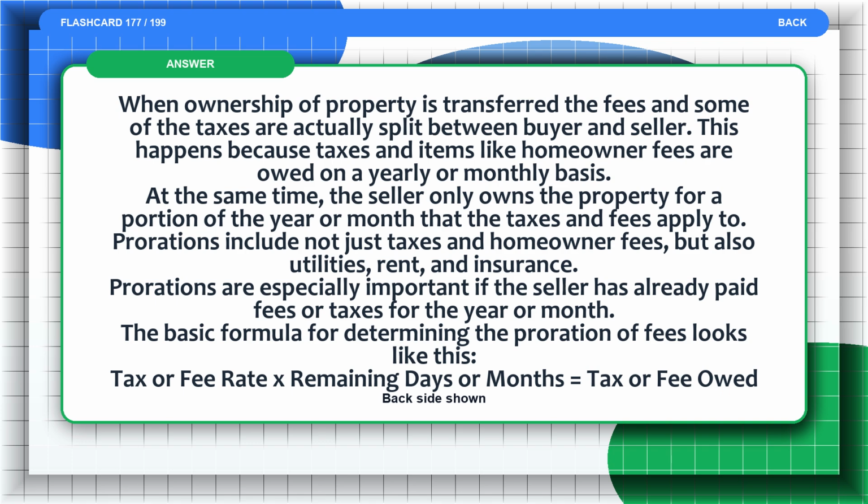Prorations include not just taxes and homeowner fees, but also utilities, rent, and insurance. Prorations are especially important if the seller has already paid fees or taxes for the year or month. The basic formula for determining the proration of fees looks like this: tax or fee rate x remaining days or months equals tax or fee owed.